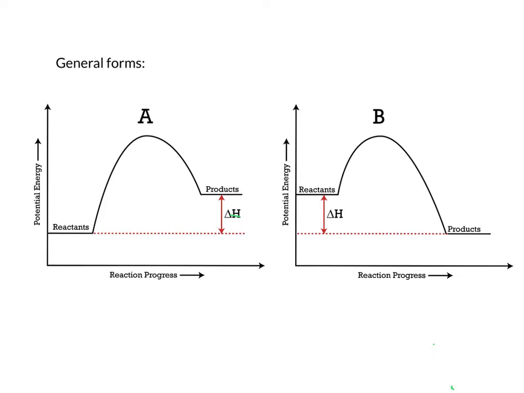The difference between the energy of the reactants and the energy of the top of the hill is called the activation energy, or the E sub A, which is the activation energy. And that activation energy is the energy that's required to form the transition state.